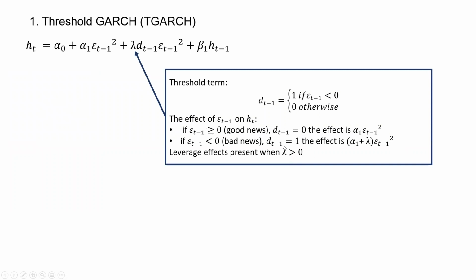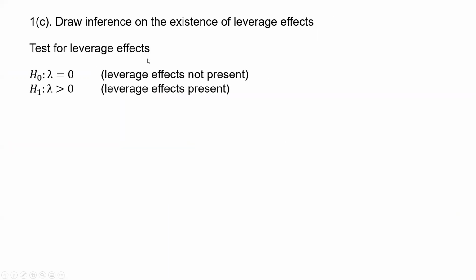If lambda is found to be larger than 0 and significant, of course, that will confirm the presence of leverage effects. So long story short, if we reject this null hypothesis, then leverage effects are present.